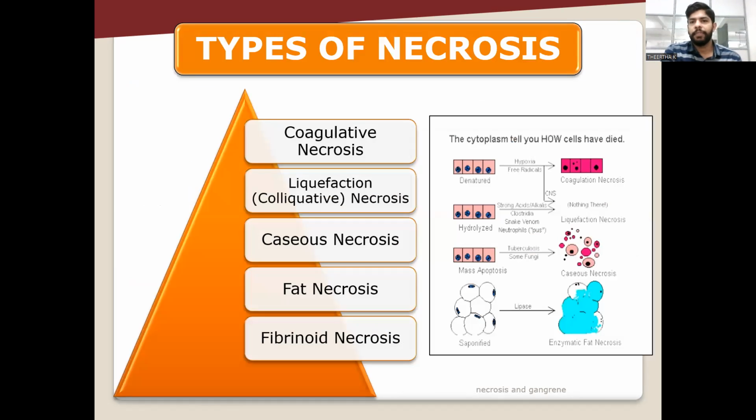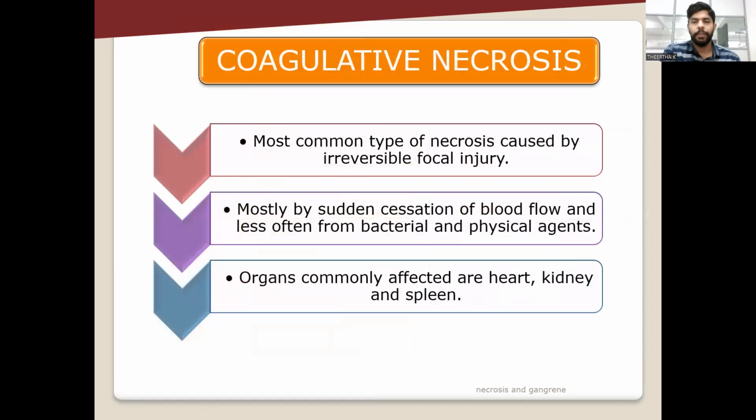Coming to the different types of necrosis, these include coagulative necrosis, liquefaction necrosis, caseous necrosis, fat necrosis, and fibrinoid necrosis. The first type of necrosis, as we discussed, is coagulative necrosis. It is the most common type of necrosis caused by irreversible focal injury. It occurs mostly by sudden cessation of blood flow and less often from bacterial and physical agents. The organs commonly affected by coagulative necrosis are the heart, kidney, and the spleen.